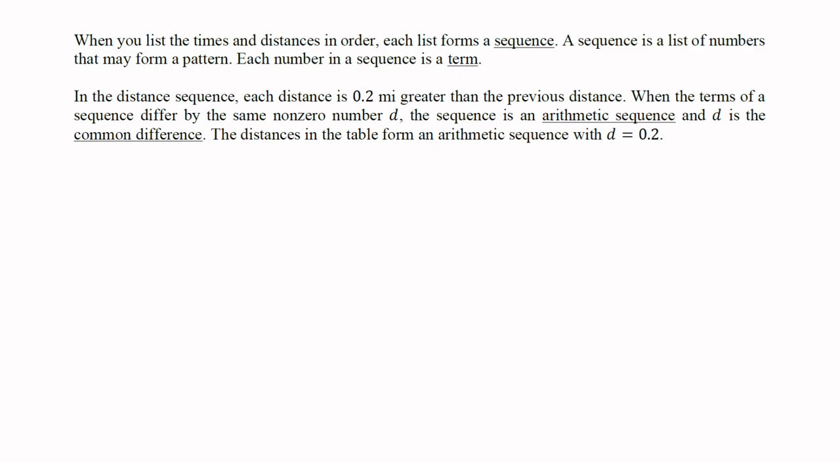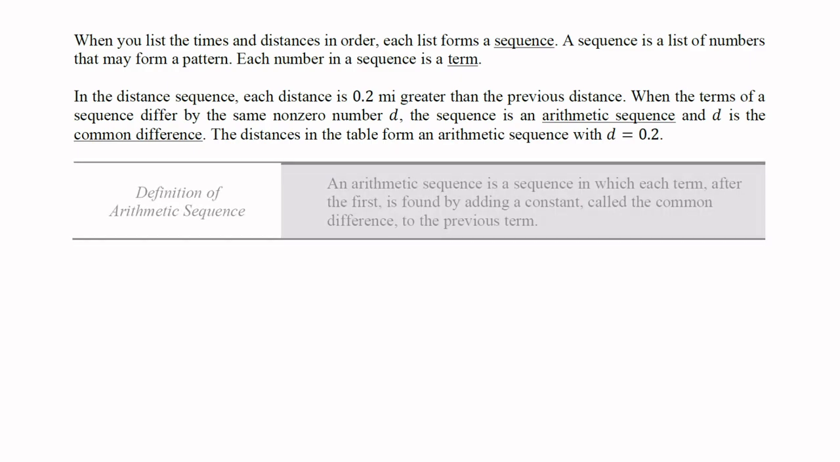In the distance sequence, each distance is 0.2 miles greater than the previous distance. When the terms of a sequence differ by the same non-zero number, in this case we're going to call it D, the sequence is an arithmetic sequence, and D is the common difference. The distances in the table form an arithmetic sequence with D equaling 0.2, because if you add 0.2 to each of the distances, you get the next one in the sequence.